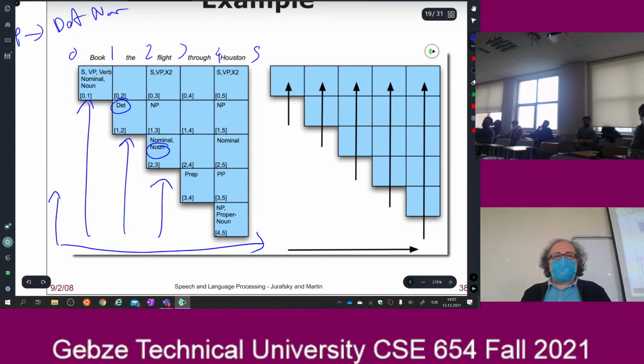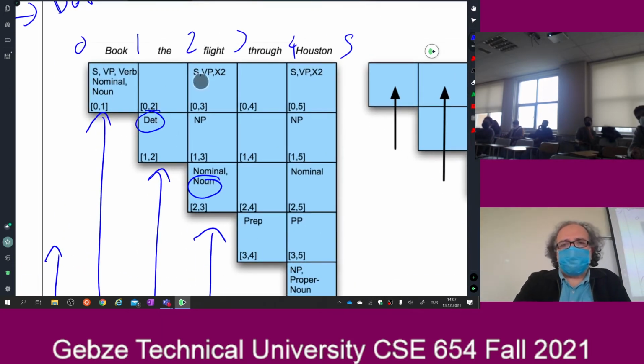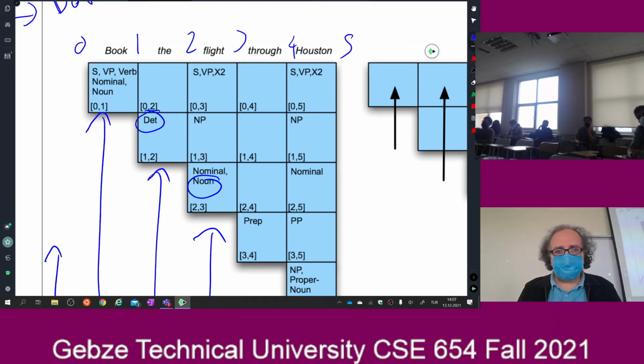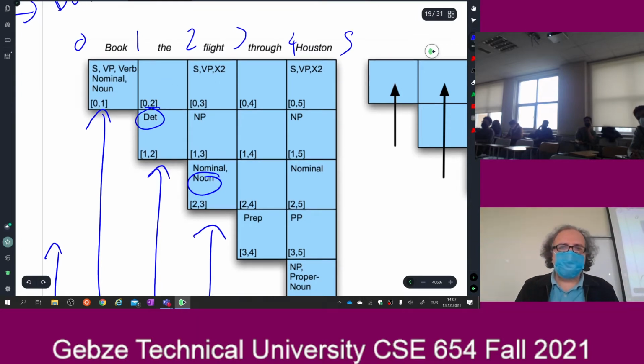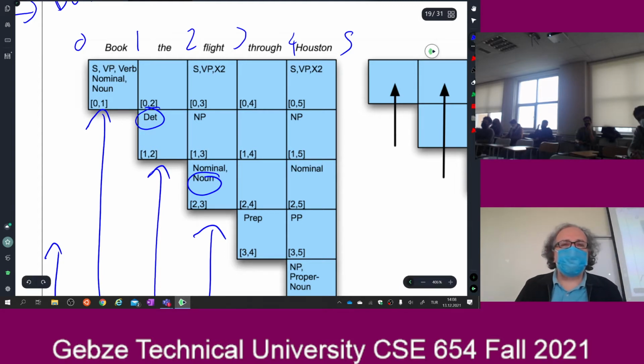Okay, so all of these three are happening because I have some nice combinations between these two boxes: 1 to 3, 0 to 1, and 0 to 1, and 1 to 3. How about this one? This one and this one doesn't happen because this box is empty. Good. So this one says that I can make a sentence out of these 3 words, book the flight. I can make a verb phrase, and I can make an X2.